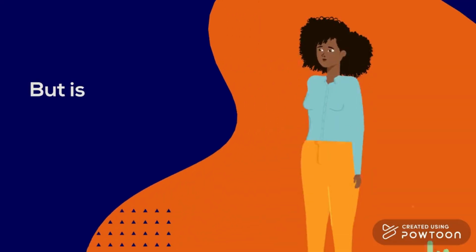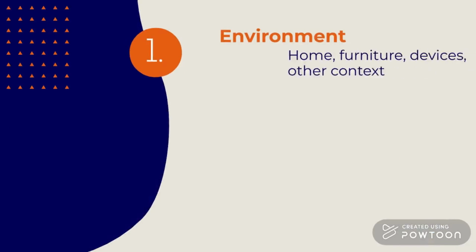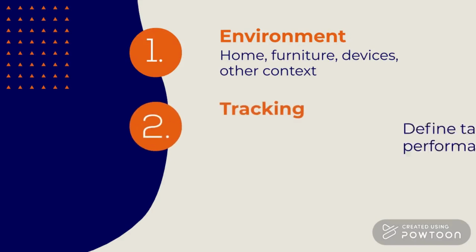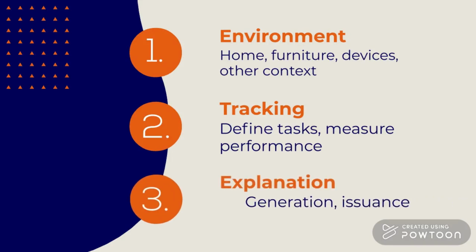But wait, is it customizable to my requirements? Yes. With V-SHiNE, you can define different home layouts, rooms, furniture, and devices, as well as context variables, such as temperature, time, and weather. Specify study-specific tasks and goals, and measure various criteria such as performance. Control exactly which explanations are generated and when they are shown to participants.